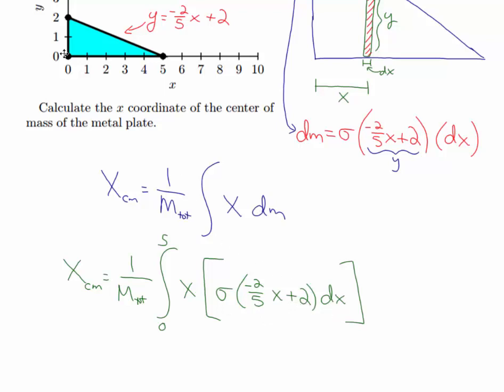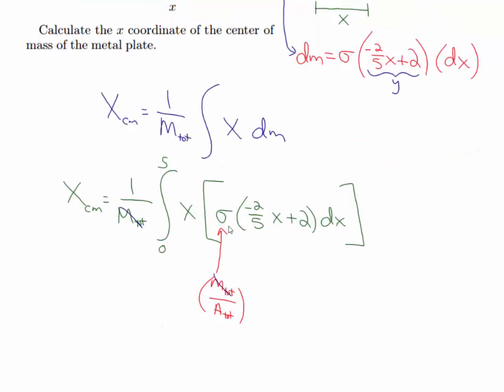And this integral goes from the left end of the rod, x equals 0, to the right end of the rod, x equals 5. So it's 1 over m total times the integral from 0 to 5 of x times sigma times the quantity negative 2/5 x plus 2 times dx. And sigma, the area density, was the total mass divided by the total area. So if I substitute that in, I have mass over area, and then I am dividing by mass out front, so the masses divide out. So I have 1 over the area times this integral.